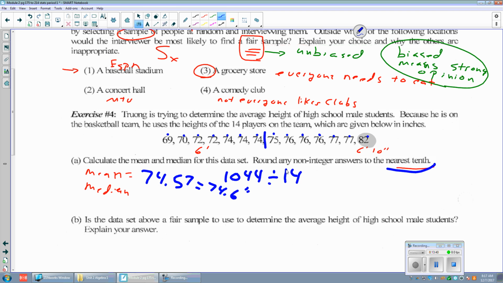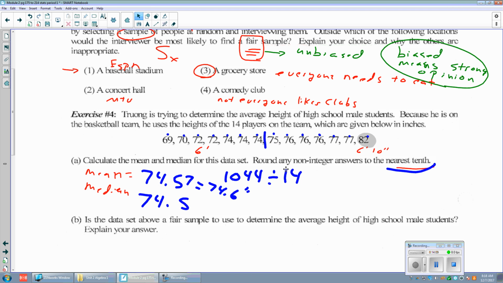Once you've been doing this for 52 years, you can do it that fast also. Right between 74 and 75 is 74.5. Wow. These are extremely close together, right? That tells us it's good data, okay? It tells us that it's balanced. There isn't a tail. There's no tail. It doesn't tell us if we asked the right people.